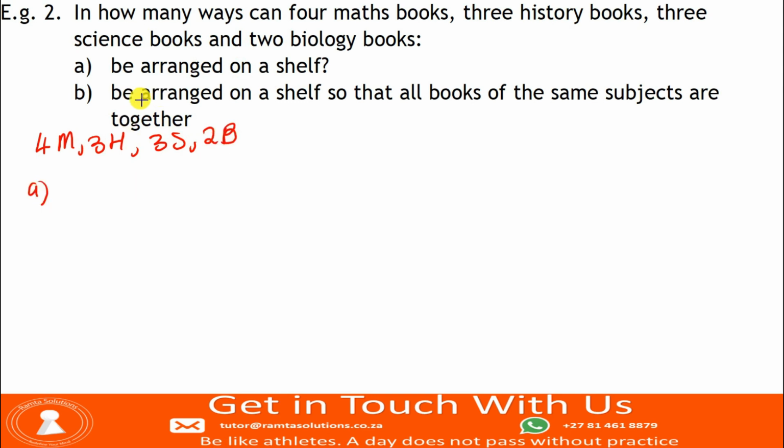Now, the first question says, how many ways can we arrange them on the shelf? How many books do we have in total? It seems we have 12 books. So we can arrange them in 12 factorial ways. So let's take our calculator. This is 479,001,600 ways.